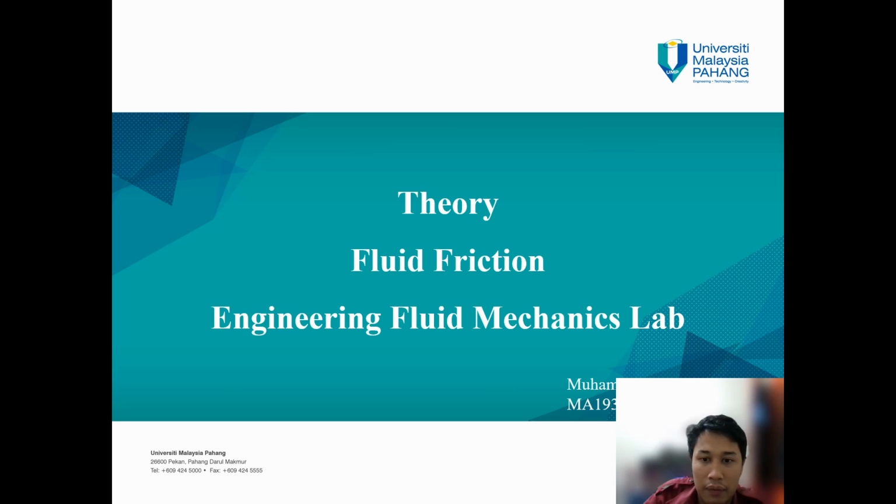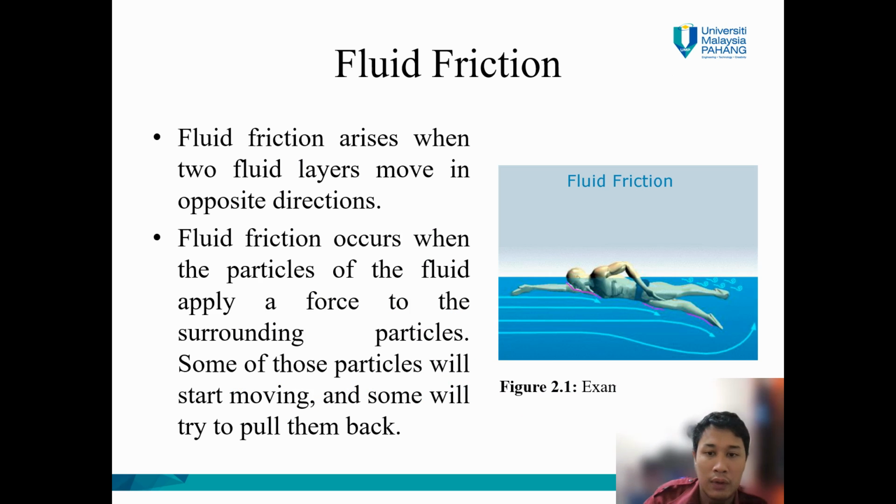For this lab of fluid friction, I'm going to present about the theory. First of all, we're going to discuss fluid friction. What is fluid friction? Fluid friction arises when two fluid layers move in opposite directions, as shown in figure 2.1. It occurs when the particles of the fluid apply a force to the surrounding particles. Some of those particles will start moving and some will try to pull them back. If there is a phenomenon of push and pull at the particles, we refer to that as fluid friction.